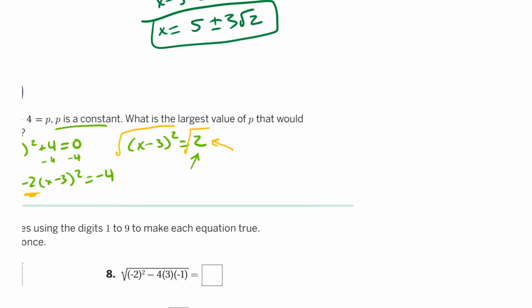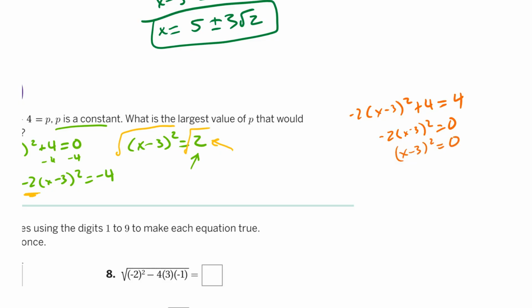here. We get -2(x - 3)² + 4 = 4. So when I subtract 4 from both sides here, I end up getting 0, which would give me a single solution, because when I divide by -2, I get 0.